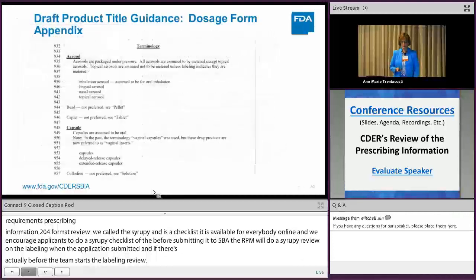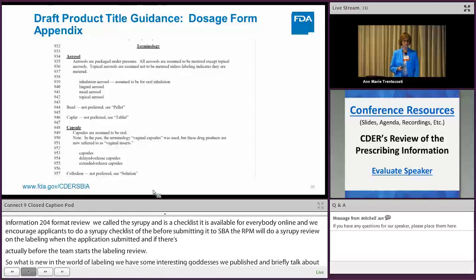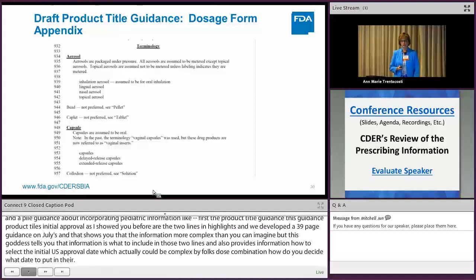I also want to point your attention to the product title guidance has 2 very useful appendices. One is a dosage form appendix, and the other is a route of administration appendix. The dosage form appendix, for instance, includes USP and/or FDA preferred terms for dosage forms. Also includes terms that are not preferred. So if you're developing labeling, it's a very great tool to look at these appendices.